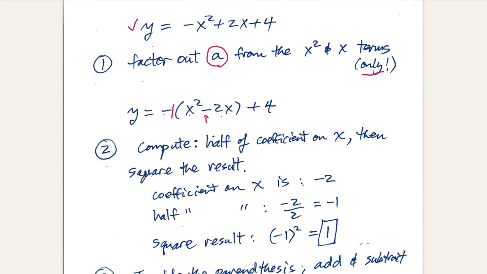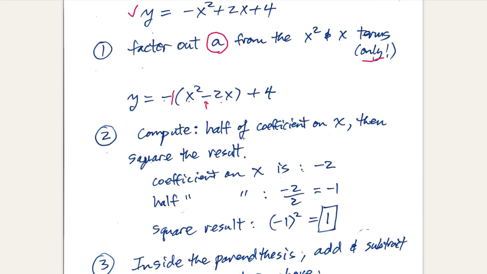Next step. Now you're going to have a coefficient on x in here. Okay? If it's 0, then you don't have anything to do. Okay? That's not generally going to happen here. Now, here's what you want to do. Compute the following. Here's the steps. You want to take half the coefficient on x and then square the result. Okay? Just the coefficient. That's the number.